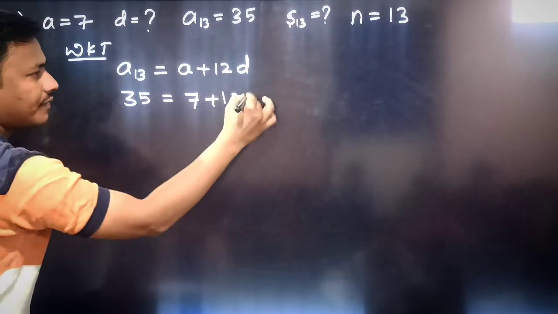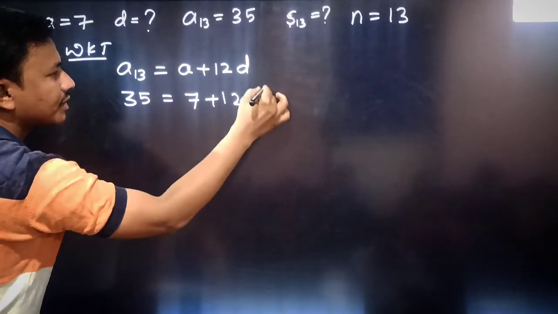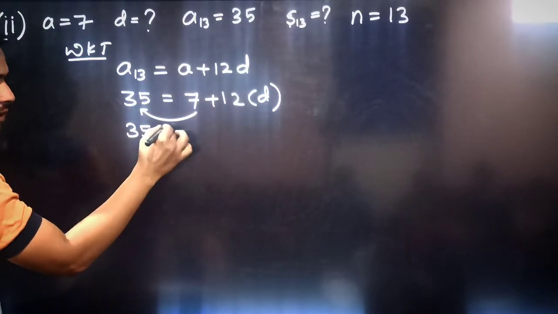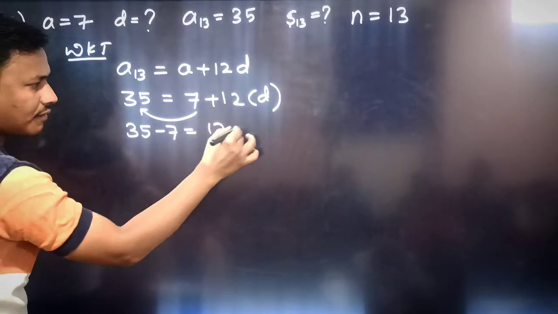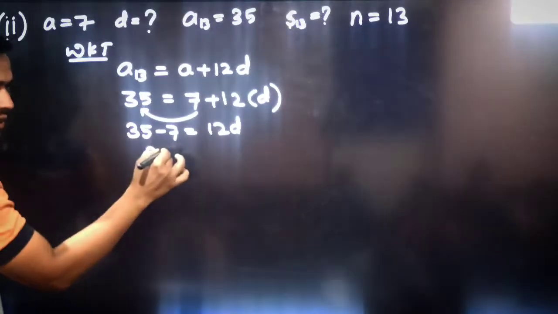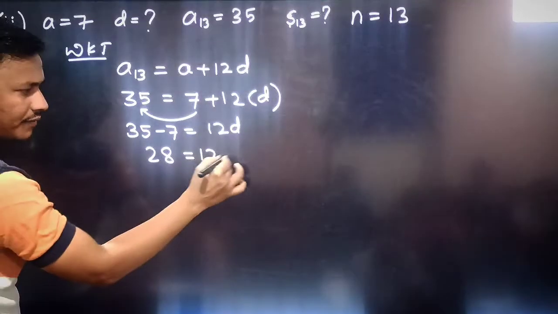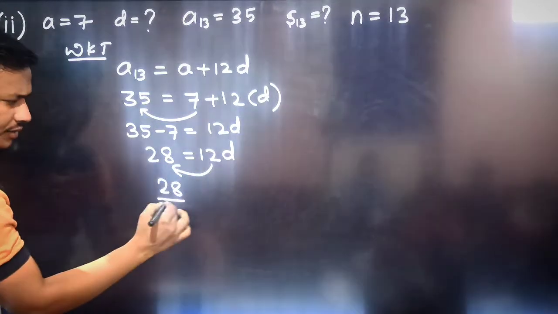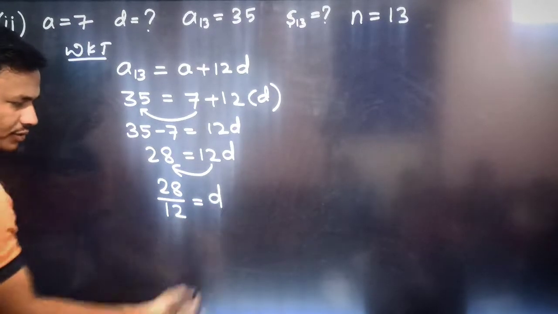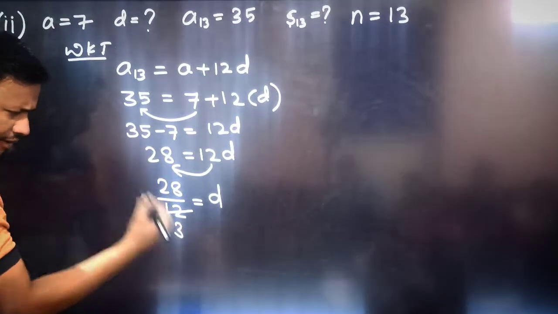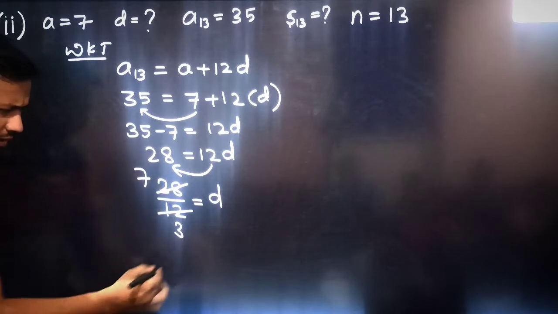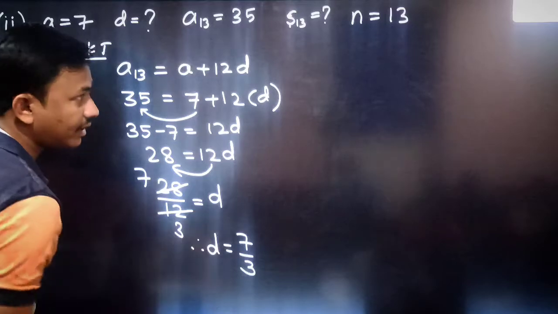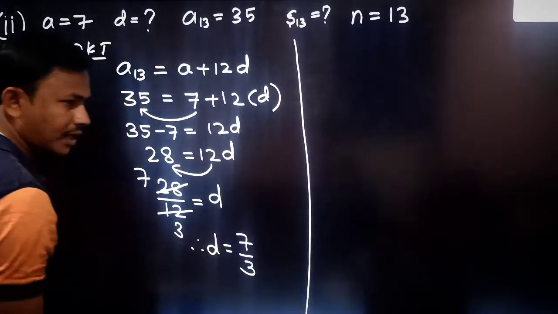a13 value 35 is equal to: what is the a value? 7 plus 12 into d, the value of d is the question mark. 7 moves across, 35 minus 7 is equal to 12 into d. 28 is equal to 12 into d. 28 divided by 12 is equal to d. 4 threes are 12, 4 sevens are 28. Therefore, the d value is 7 divided by 3. d is equal to 7 divided by 3.